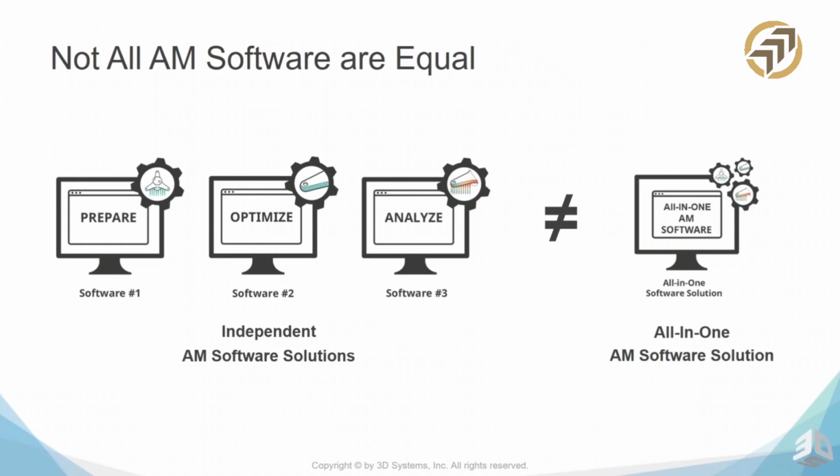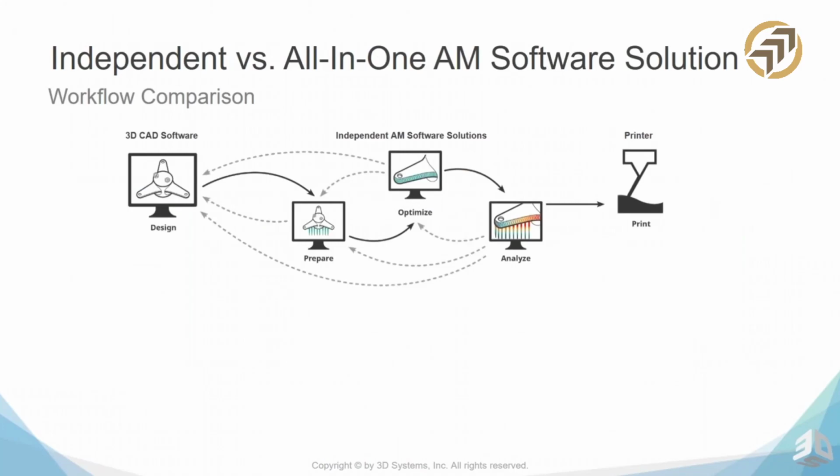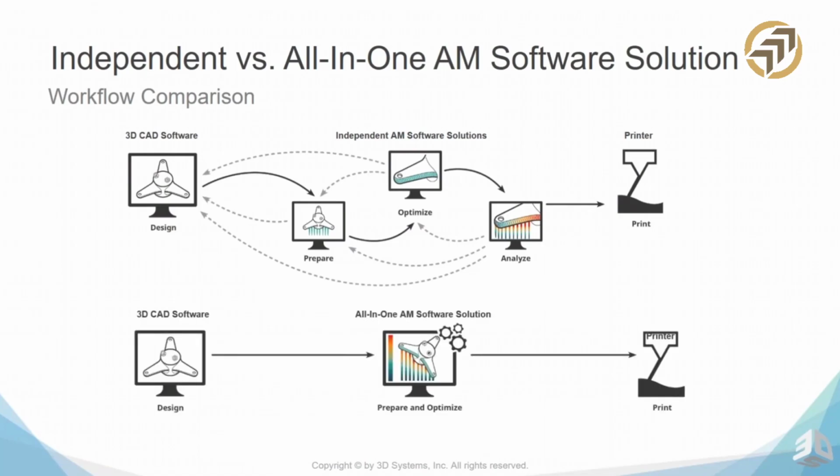The second type are the all-in-one solutions, incorporating all the functions required during the additive manufacturing workflow. The differences between the two approaches are better illustrated and understood if we look at the workflow that you see in front of you. Independent solutions require a back and forth iterative process between different solutions, different functions, while the all-in-one solution offers a one-stop shop, including all the functionalities required during the process.